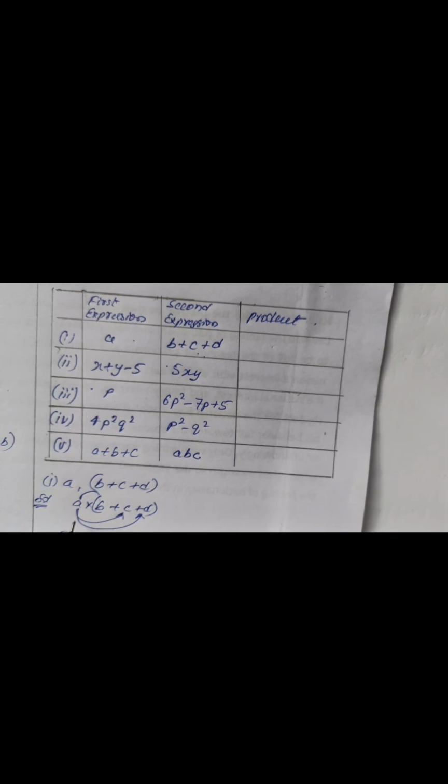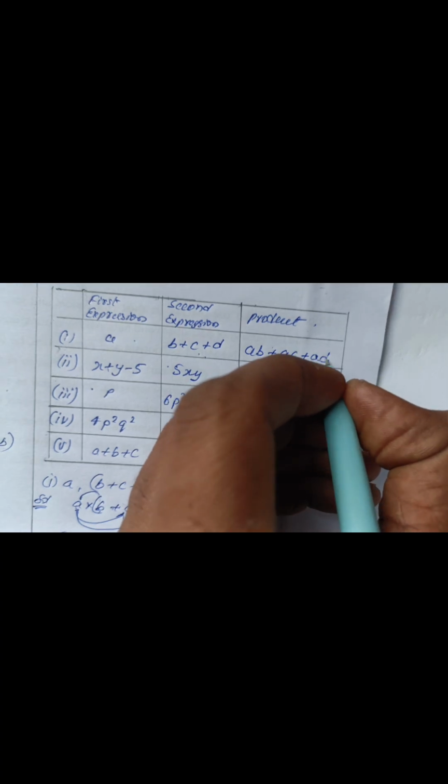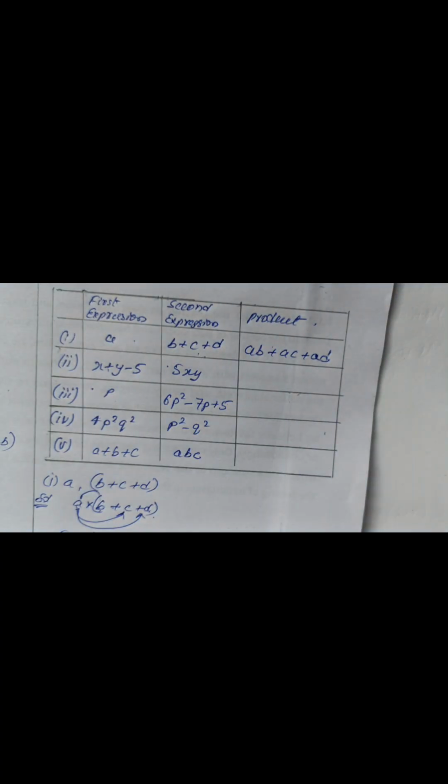See, now I have multiplied three times. First a into b I have written here, then plus as it is a into c, that is written here, plus as it is, and a into d. So a into b is ab, plus a into c is ac, plus a into d is ad. Now we will write here the product. What is the product? ab plus ac plus ad. This is the product answer.